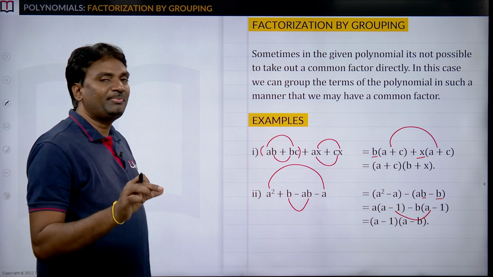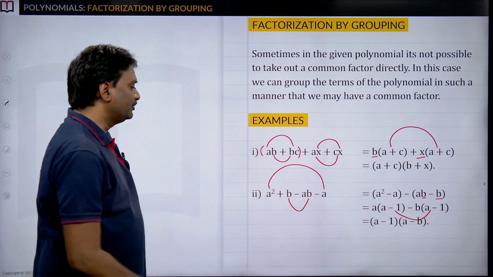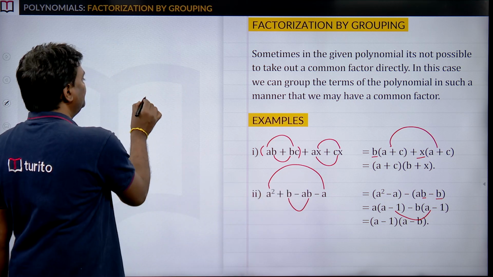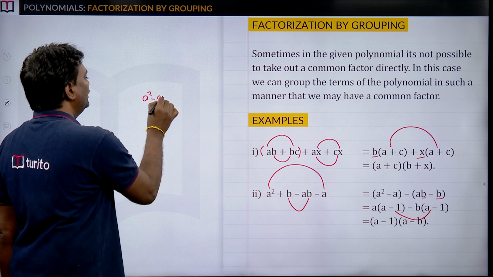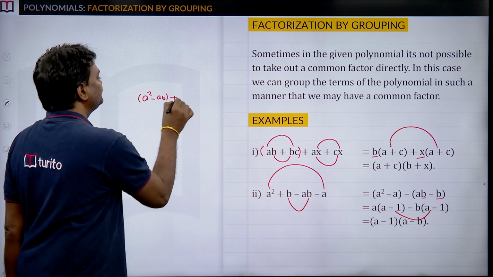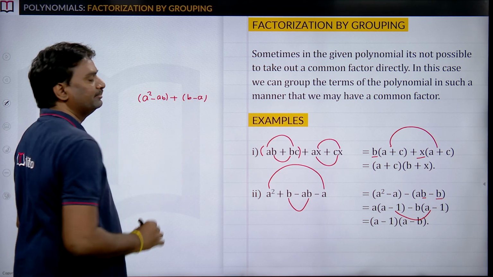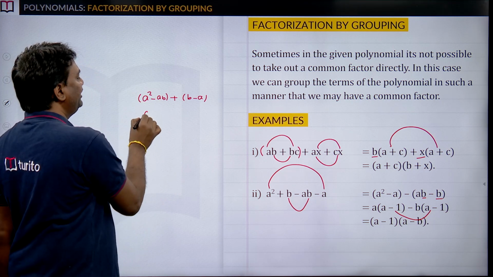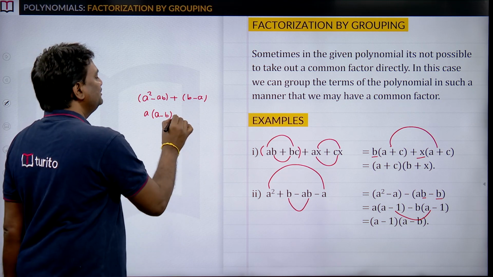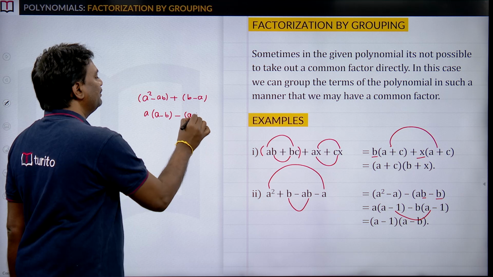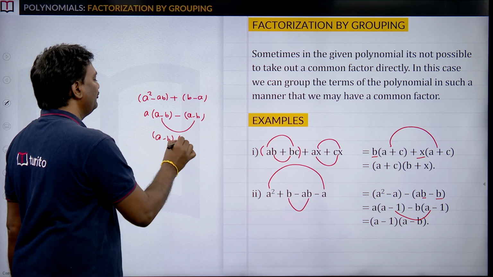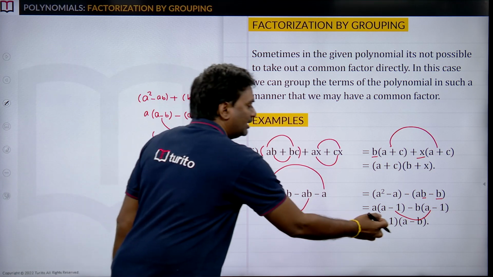Okay. So, with respect to the given problem, we can group the terms. If you take a square minus ab and b minus a. So, for example, if we take first term and third term, a square minus ab. Next, if we take second term and fourth term, b minus a. So, from a square minus ab, if we take a as common, you will get a of a minus b. From b minus a, if you take minus 1 as common, you will get minus of a minus b. Again, by taking this a minus b as common, we got a minus 1 into a minus b.